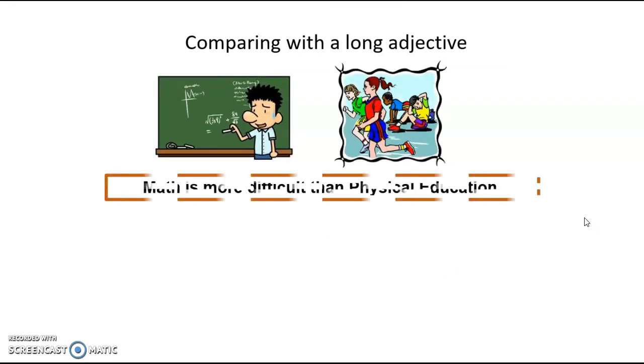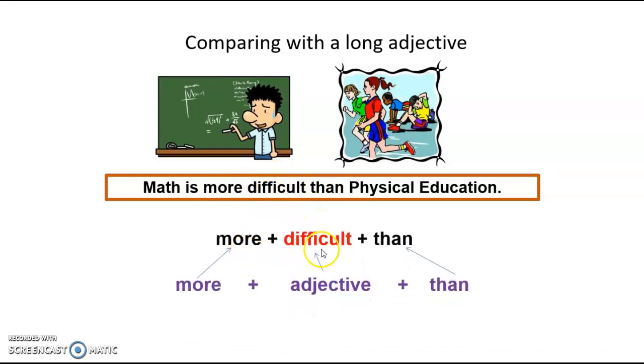Here's another example. We are comparing math with physical education. Somebody might say, you know, math is more difficult than physical education. So the adjective is difficult. Because it's a long adjective, he has to add more before and than after. We do not add anything to difficult. More plus difficult plus than.